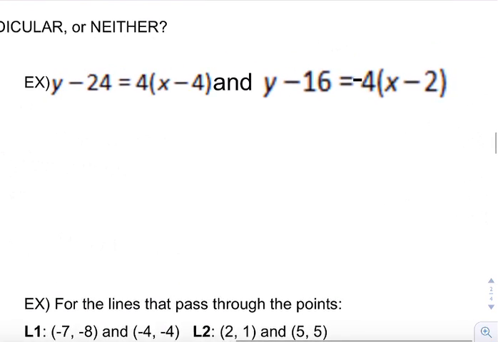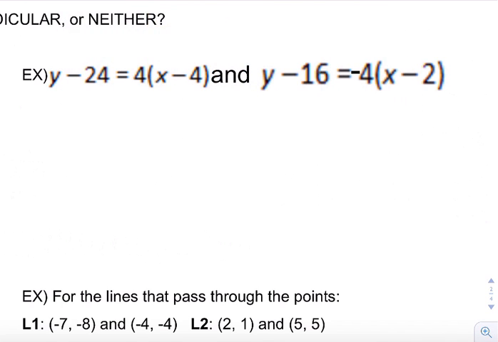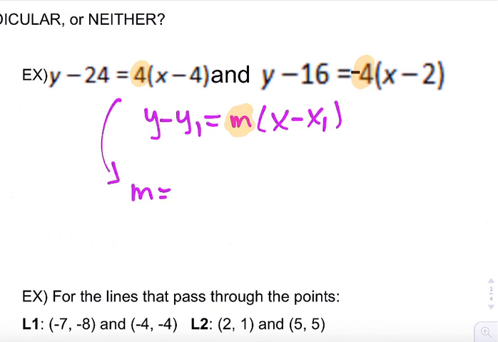Let's slide up to this one. In this case, they're given to us in point-slope form: y minus y1 equals m times x minus x1. Again, we're looking just for the number in front of the x parentheses. In both of these cases, we have one of those numbers, 4 and -4. So for this one, the slope is just going to be 4, and for this one, the slope is going to be -4.